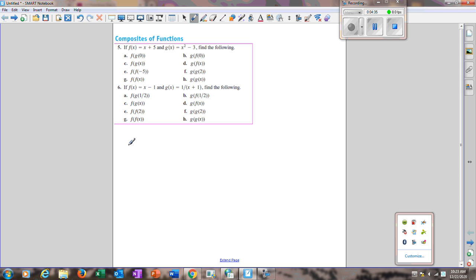Number 6. F of g of 1/2 means I plug 1/2 in here. So 1/2 plus 1, that gives me 1.5. It's 1 over 1.5, which is 2/3. So 2/3 would be my answer there. Then I take the 2/3 and I plug it in here. And 2/3 minus 1 is negative 1/3.